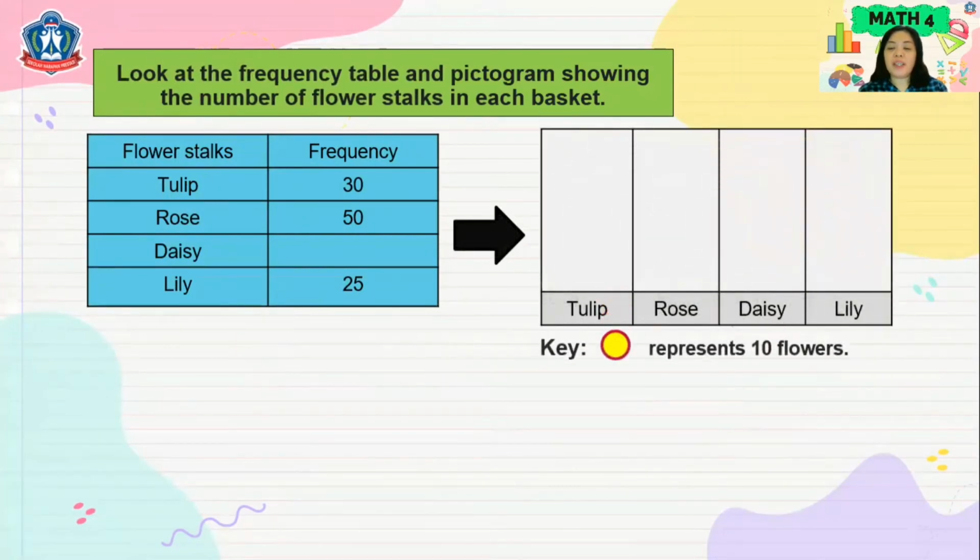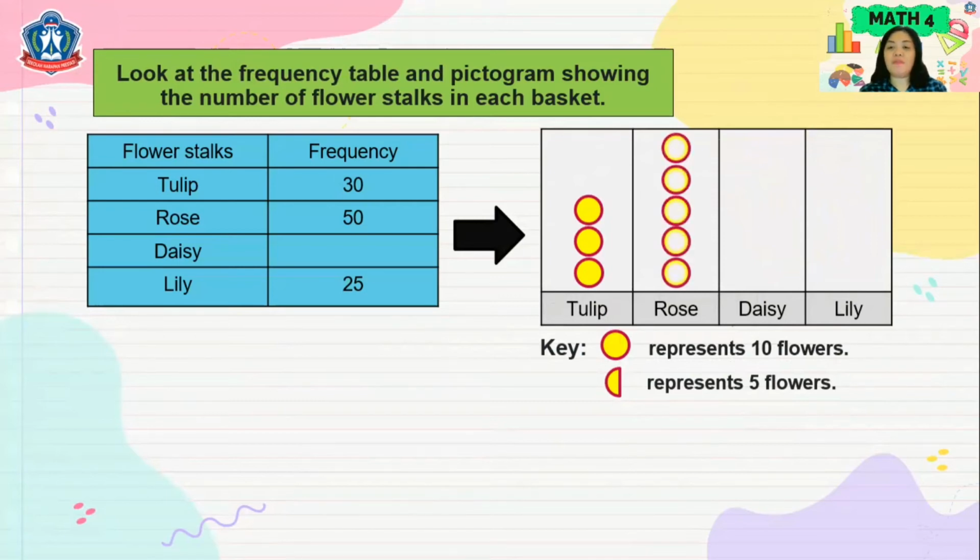So, our key here is a circle and it represents 10 flowers or 10 flower stalks. So, for tulip, we have 30, so we will use 3 circles. A half circle represents 5 flowers. For the rose, we have 50, so we have 5 circles. Now, take a look at our daisy. On our frequency table, it's empty, but in our pictogram, we have 3 circles and 1 half circle.